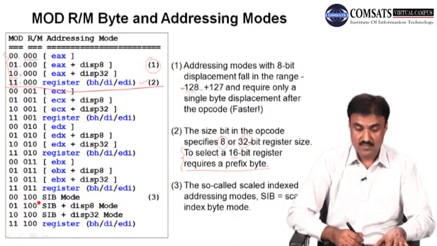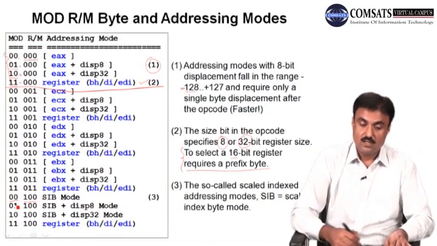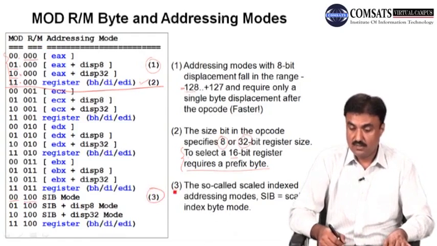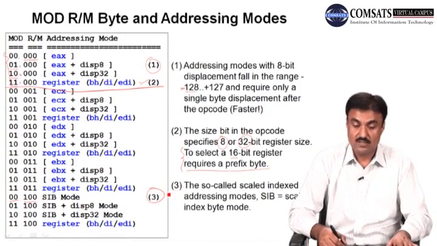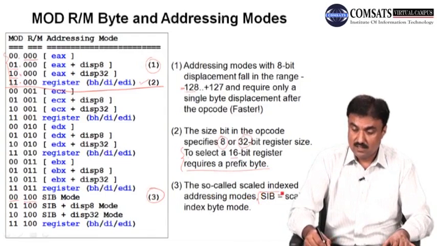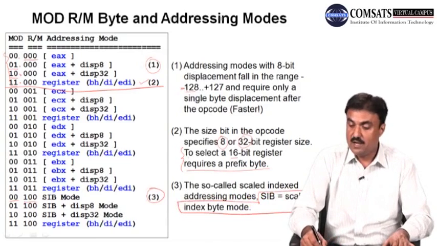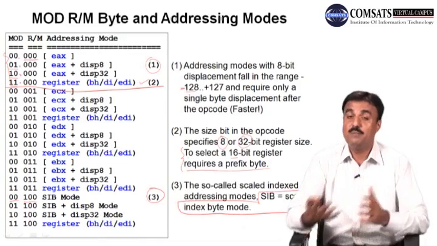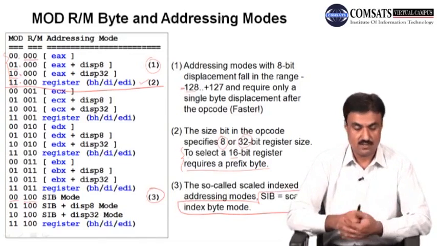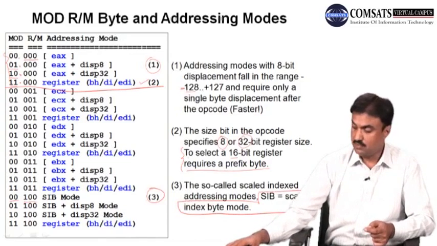The third one here you can see: if you want to use 00 and 100 in the addressing mode, like R/M, then this will be the third type of addressing mode that will be selected. That is called the scaled index addressing mode. In the case of scaled index addressing mode, the SIB byte will be added inside the instruction. So we will discuss what is inside the SIB byte. These are the different addressing modes which will be used.